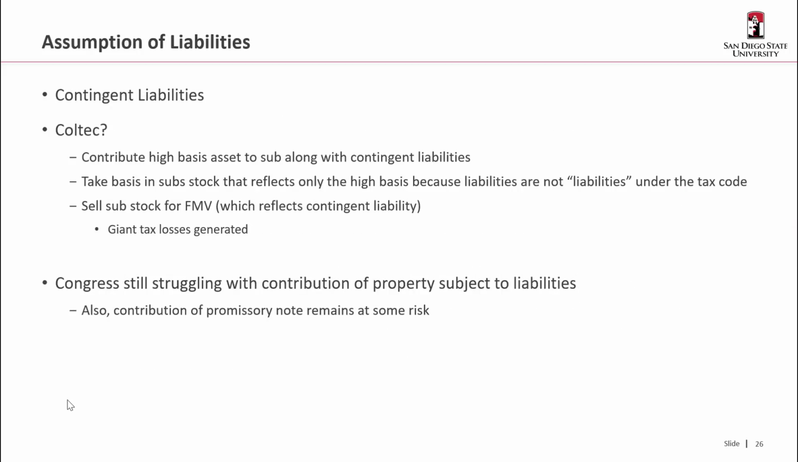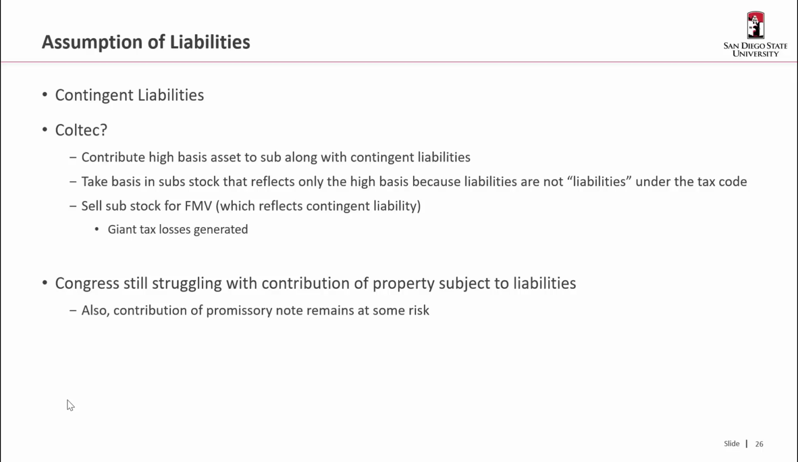Okay. We're not going to get too mixed up in contingent liabilities. There's a really cool case called Coltec that you could read. I'm not going to make you guys read it. It has to do with contributing high basis asset to a sub with contingent liabilities, and then trying to treat it so that the liabilities are not liabilities under the tax code. If you ever are really interested in this and you have Professor McKenzie, Coltec is a predecessor to Goodrich. And Goodrich is where she worked for years and years in their tax department. So she is intimately familiar with Coltec.